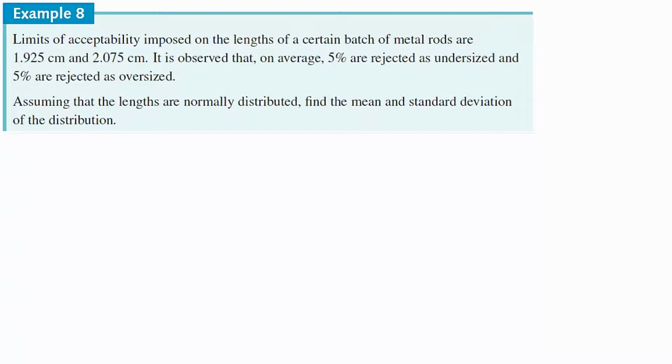Draw the problem. What are the 1.925 and 2.075 representing? Why do they tell you that? What's the 5% rejected and 5% rejected, oversized and undersized? How do I use that to find the mean and standard deviation?